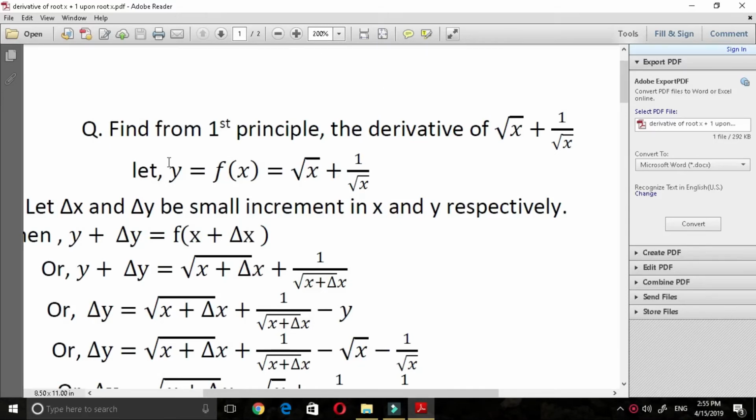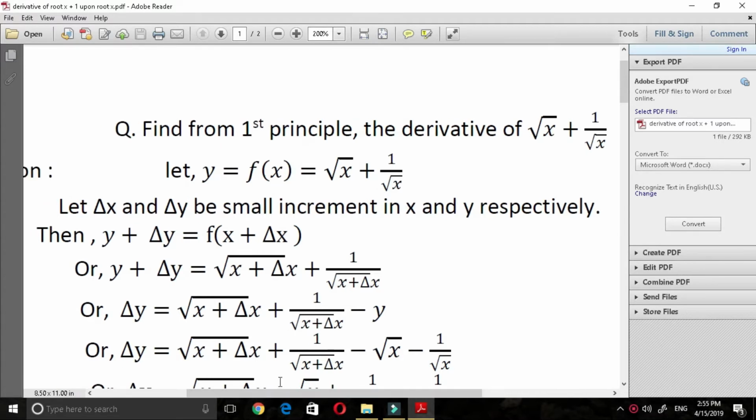Today we have the question again, and the question is: find from first principle the derivative of root x plus 1 by root x. So we have to let y is equal to f(x) is equal to root x plus 1 by root x. So the solution starts. Let delta x and delta y be small increments in x and y respectively. It means delta x increases in x and delta y increases in y.